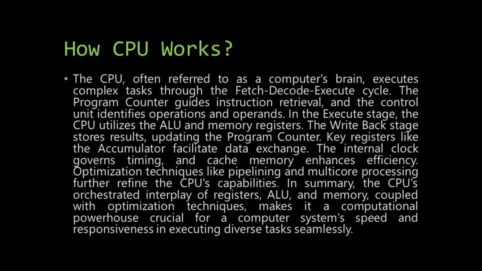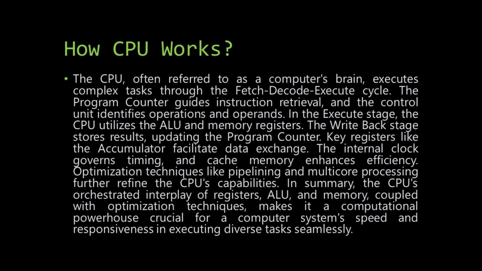Now, let's start on how the Central Processing Unit works. The Central Processing Unit, or the CPU, often referred to as a computer's brain, orchestrates complex tasks through a series of well-defined stages known as the fetch, decode, execute cycle. This cycle begins with the fetch stage, where the program counter guides the CPU to retrieve an instruction from memory. The fetched instruction is then loaded into the instruction register, initiating the decode process. The control unit identifies the operation to be performed and any associated operands by unraveling the instruction's opcode.